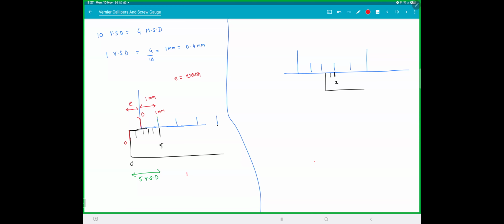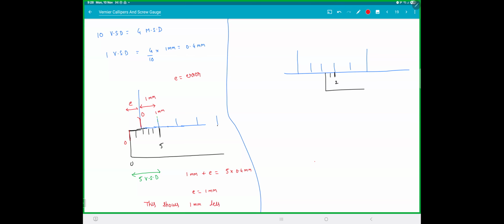And how much is that? So 1 mm plus error is 5 times Vernier scale division, which is 0.4 mm, which is 2 mm. So error is 1 mm. Is that making sense? That means this scale is showing 1 mm less. So whatever answer you are getting, you're always getting 1 mm less.